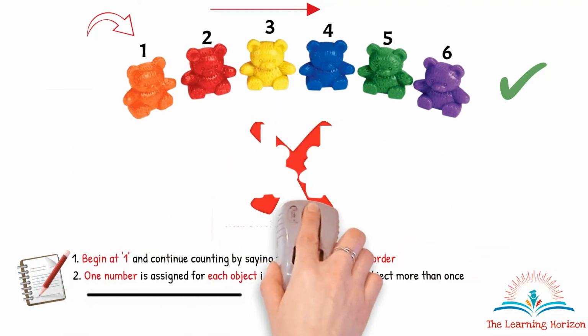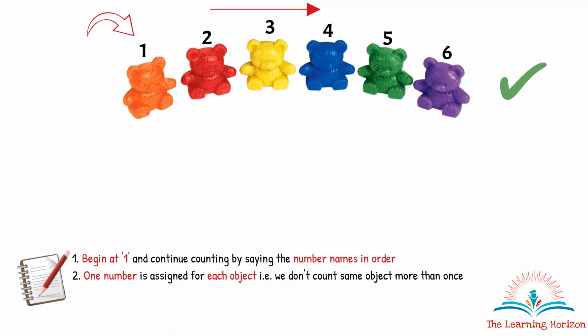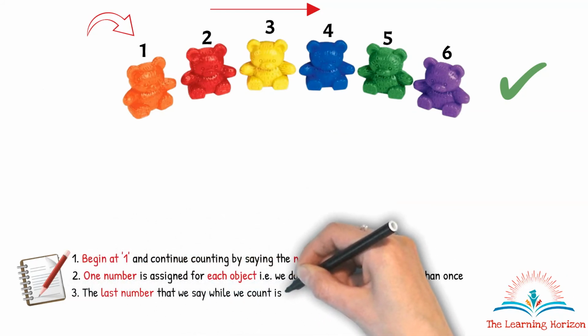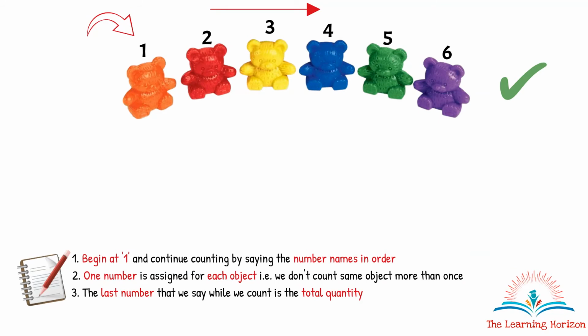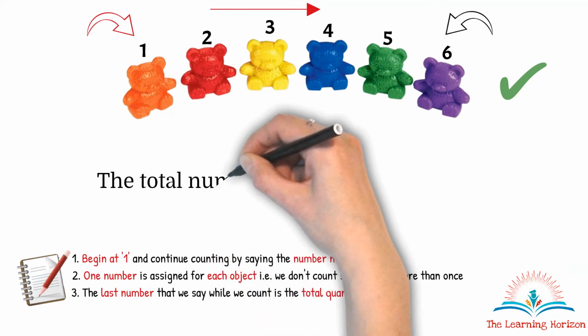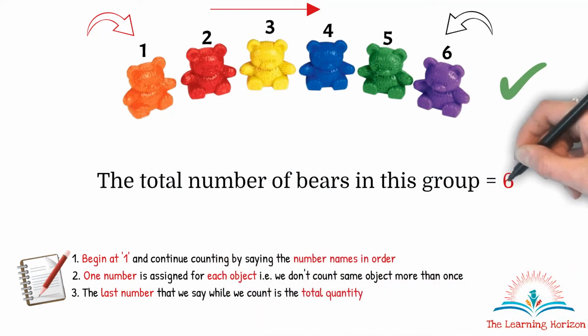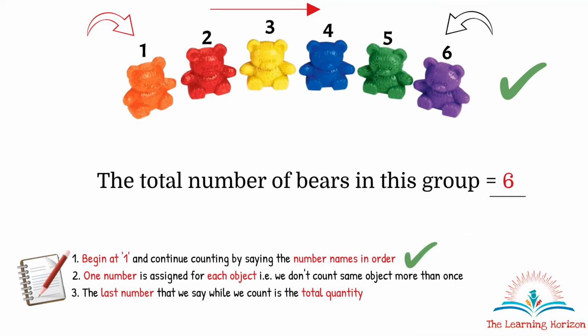Next important fact is that the last number we say while we count is the total quantity. Here 6 is the last number we said. So the total number of bears in this group is equal to 6. As long as we count keeping the first 2 rules in mind, we will arrive at the right total, that is the total count.